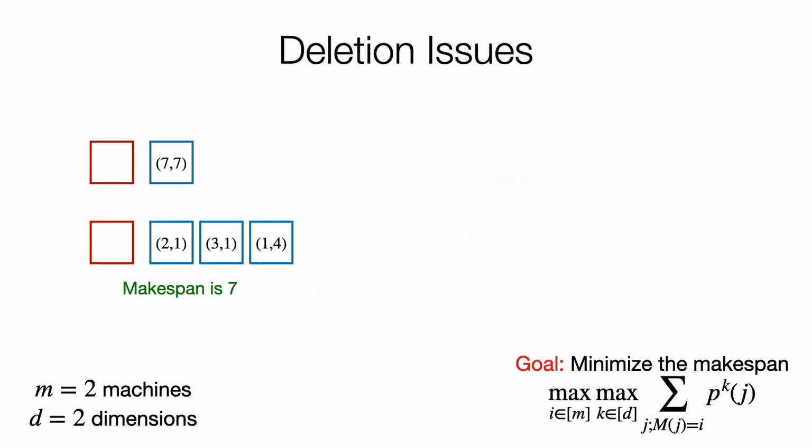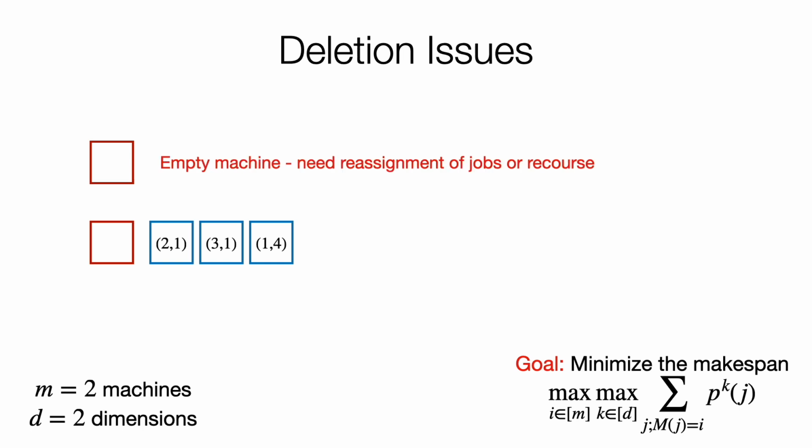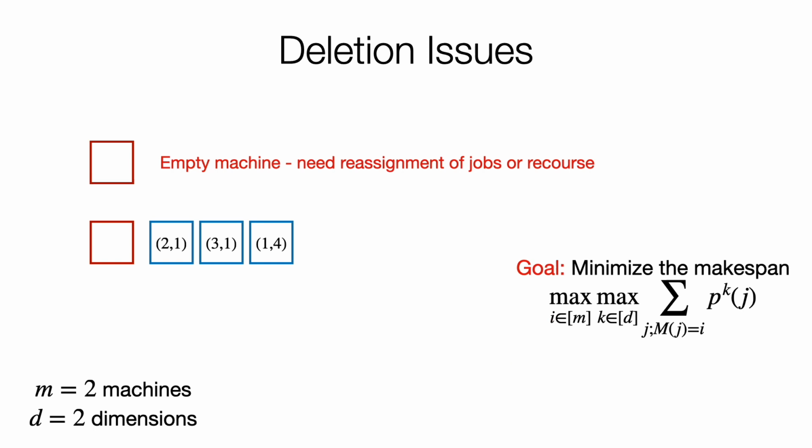Let's see what's going to happen with deletions when we start with this assignment, which was good for us. If we want to delete this heavy job (7, 7), we're going to end up with an empty machine. So this suggests that we need some form of reassignment of jobs between machines, and this is going to be called recourse. This gives us our secondary goal. We want to minimize the makespan of our assignment at every time step while ensuring that we do not use too much recourse.